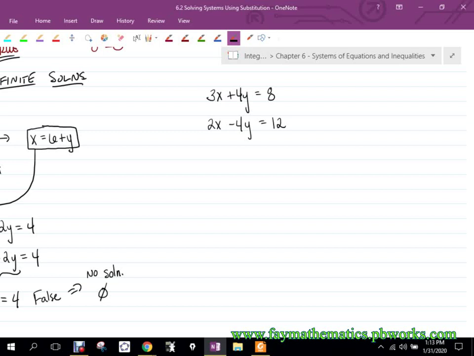Look at the top one, though. If I solve that top one for x, it's going to be x equals 8/3 minus 4/3 y. That's ugly, right? Or if I solve it for y, I'm going to get 2, so divide everything by 4, and it'll be negative 3/4 x. That's still pretty ugly, right? Still got a fraction there.